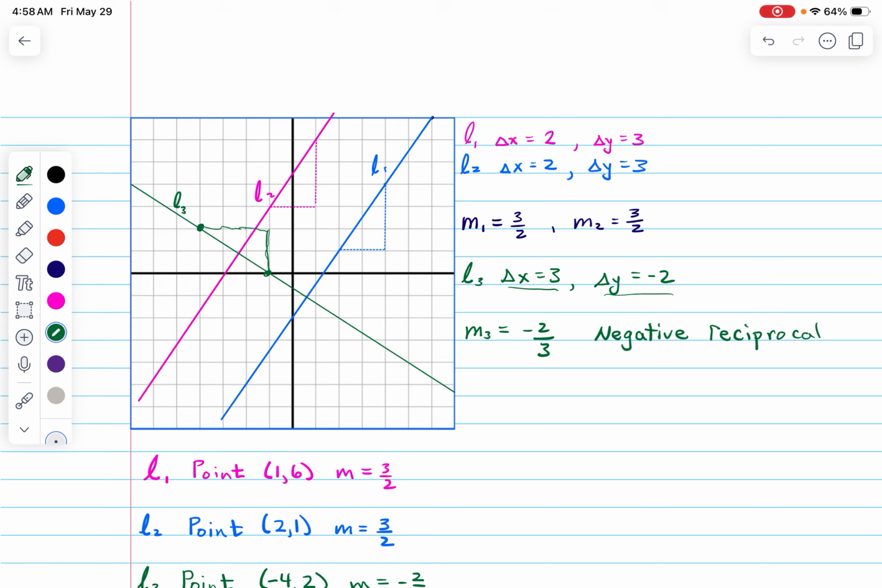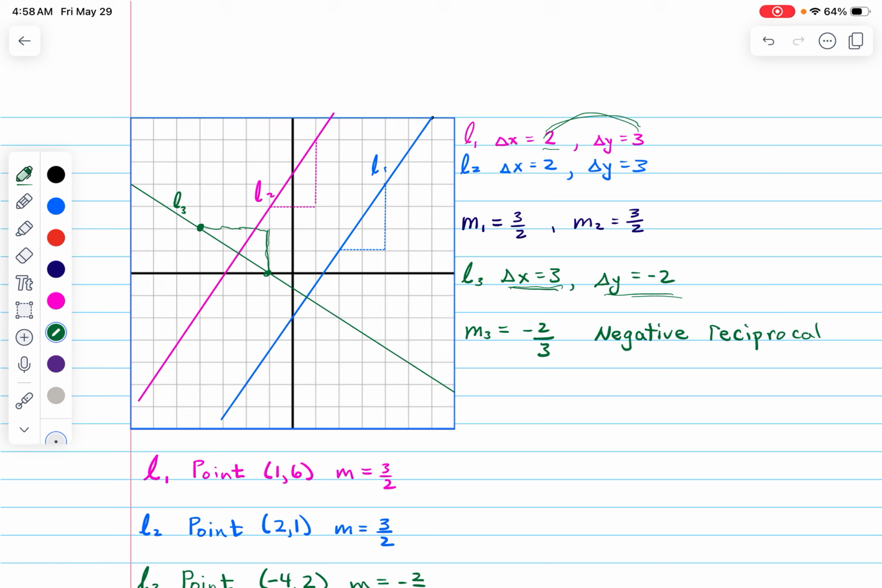Now notice how these compare with L1 and L2. For L1, delta x was 2 and delta y was 3. Now notice delta x is 3 and delta y is not 2, but -2. So notice how the delta x and delta y were swapped and one of the signs was changed. So the 2 went over here and the 3 went over here, but I made the 2 negative.